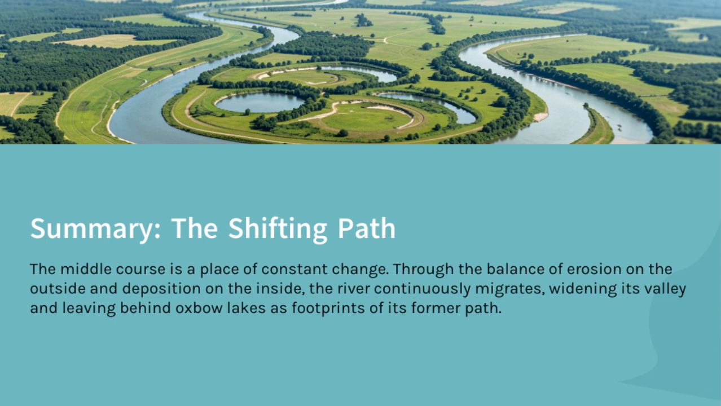Over time, erosion on outer bends causes the meander neck to narrow. During a flood, the river may cut through the neck and take a straighter route. Deposition then seals off the old loop, forming an oxbow lake. The biggest takeaway is this. The middle course is shaped by the balance between erosion and deposition. Erosion on the outside of bends and deposition on the inside cause the river to migrate across the valley floor. Over time, this widens the valley and leaves behind oxbow lakes as evidence of the river's former path.